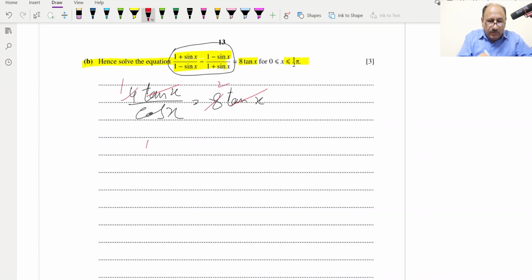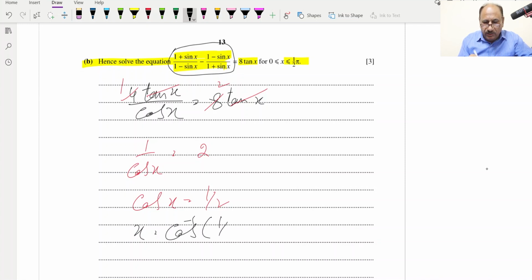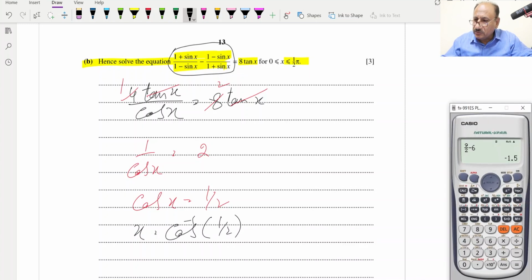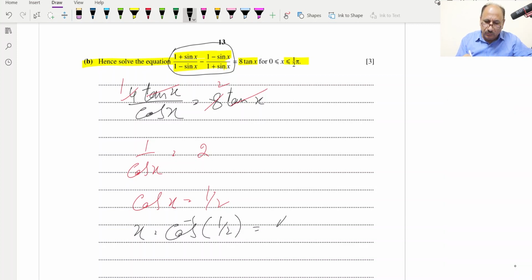So 1 over cos x is equal to 2, or we can say cos x is equal to 1 by 2, and we can rewrite it as x is equal to cos inverse of 1 by 2, and cos inverse of 1 by 2, shift cos of 0.5, will be equal to pi by 3. In radian mode you will have to check this value, so this will be pi by 3.